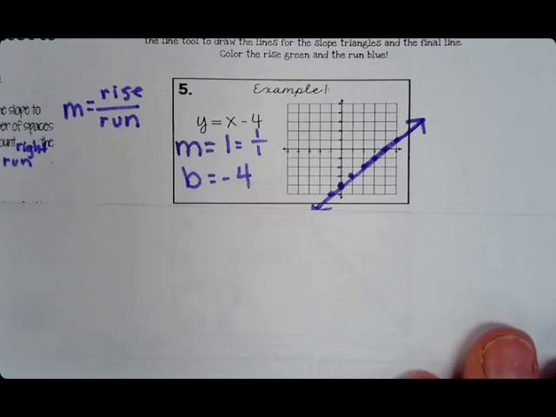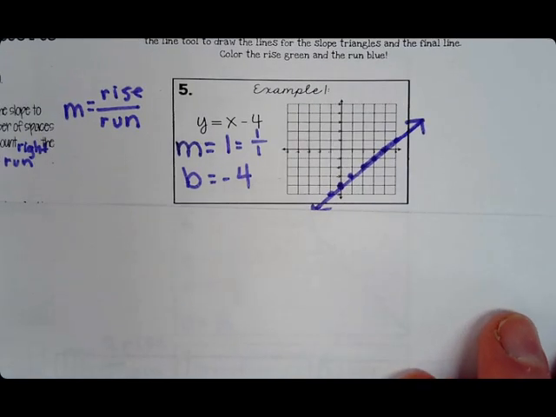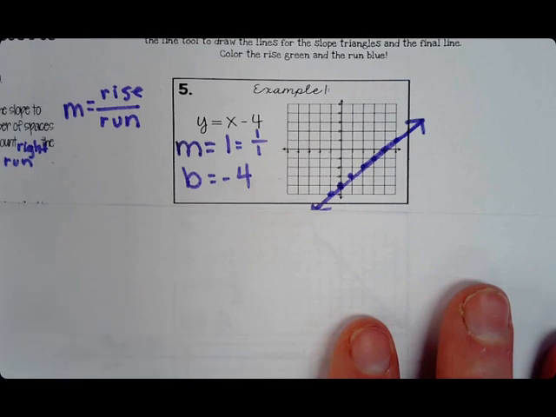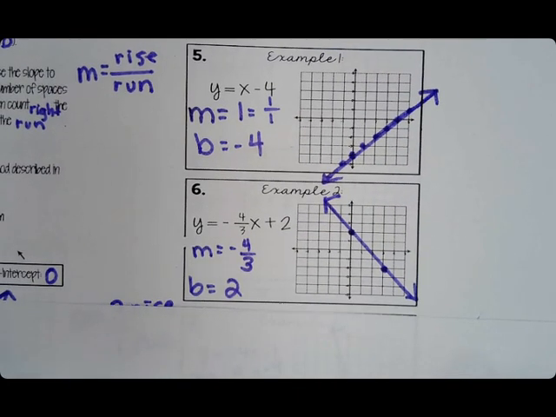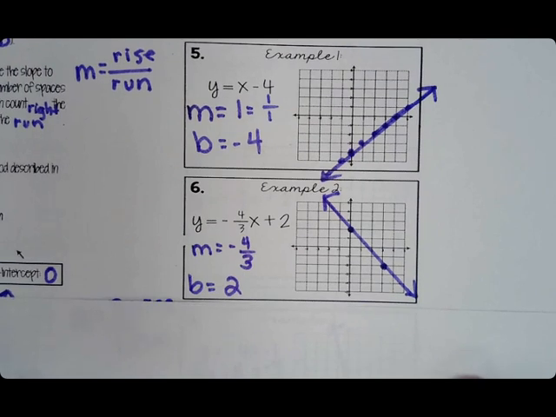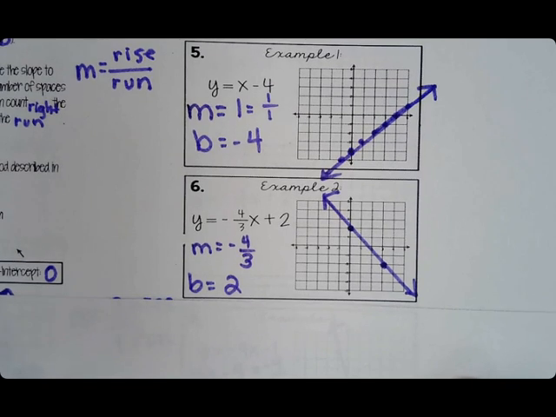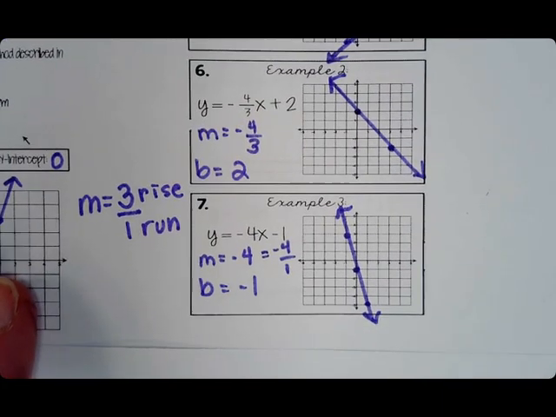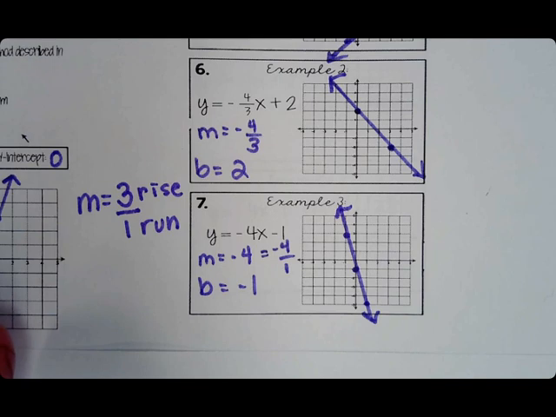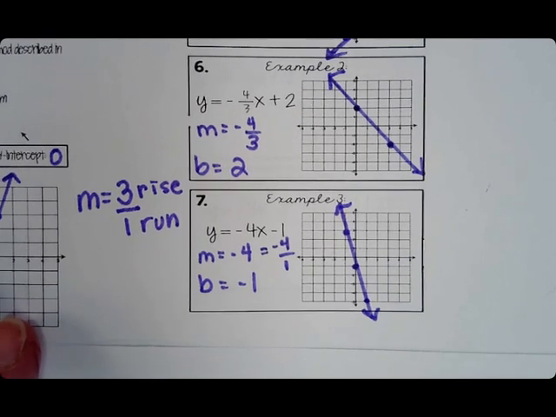Here is the first one. Slope of 1, y-intercept of -4. Make sure yours matches mine. Number 6, y-intercept of 2, slope of -4/3. Got to be real careful with those negatives. Pay attention to those. And then number 7, y-intercept of -1, a slope of -4/1. You're going to glue this in the next page of your journal.